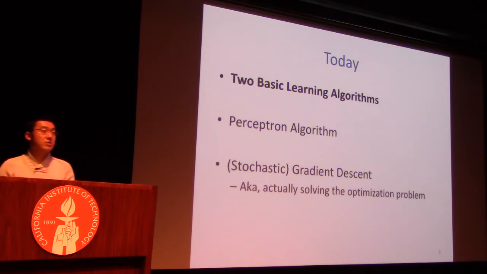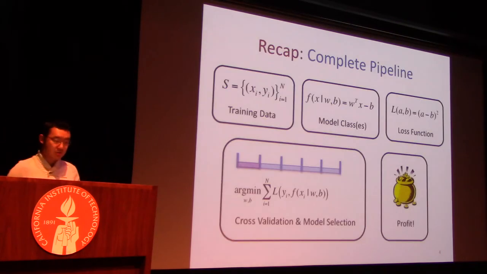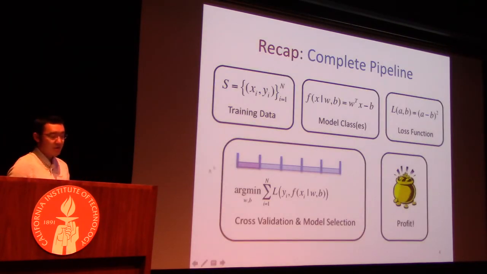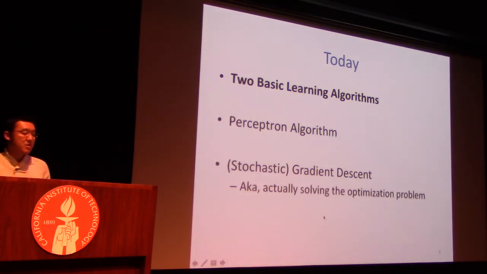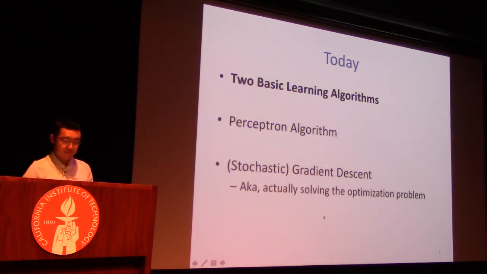In today's lecture, we'll look at two actual learning algorithms. So two algorithms that try to solve some sort of learning objective, right? And they are the Perceptron algorithm and stochastic gradient descent.